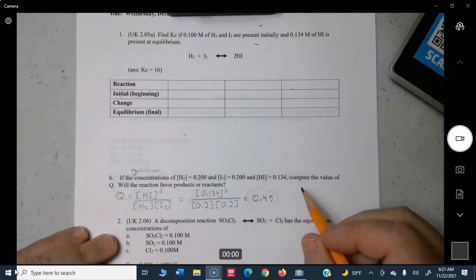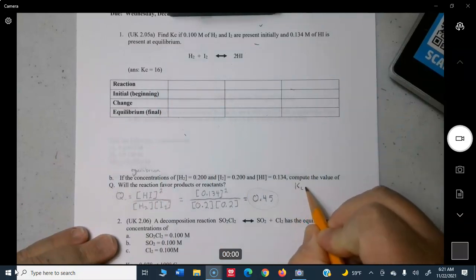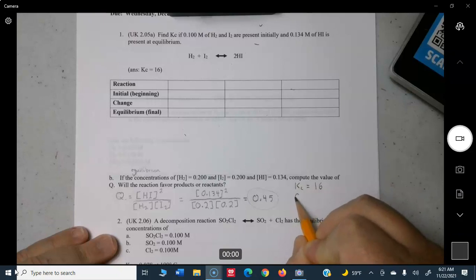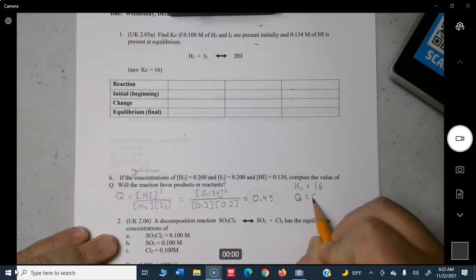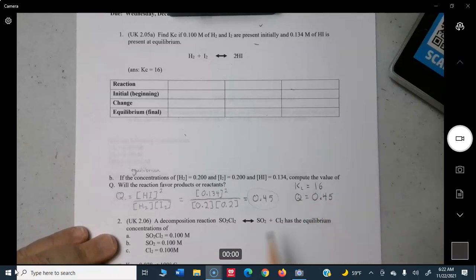So up here we have our value for K, and Q equals this. So what it means is it's a very small number. That means the reactants on the bottom of the equation dominate over the products on the top. It has too much reactant for the amount of product.